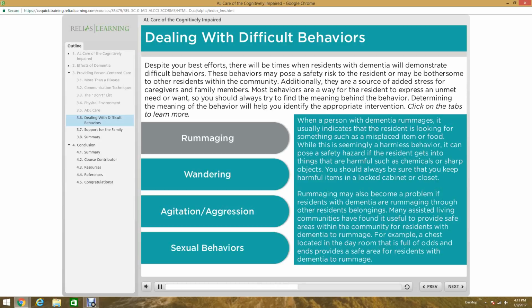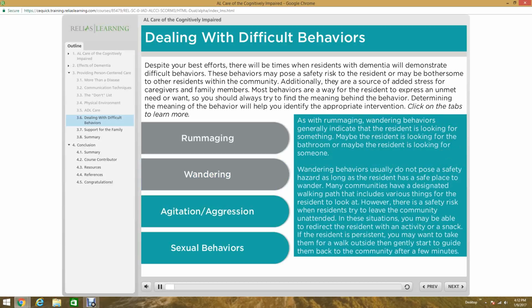Rummaging may also become a problem if residents with dementia are rummaging through other residents' belongings. Many assisted living communities have found it useful to provide safe areas within the community for residents with dementia to rummage. For example, a chest located in the day room that is full of odds and ends provides a safe area for residents with dementia to rummage.